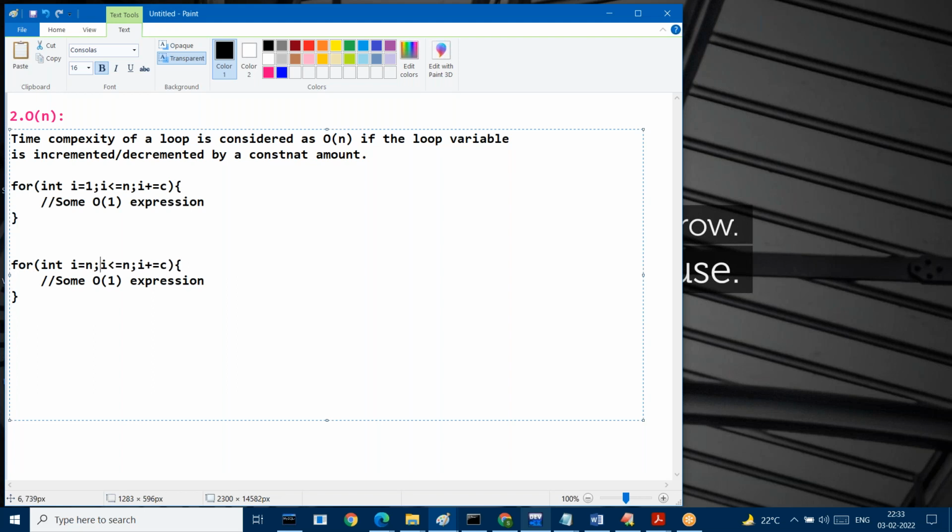I'm making it decremented. I is equal to 1, I greater than or equal to 1, I minus equal to c. What about the complexity of these two loops? Sir, both are order of n.